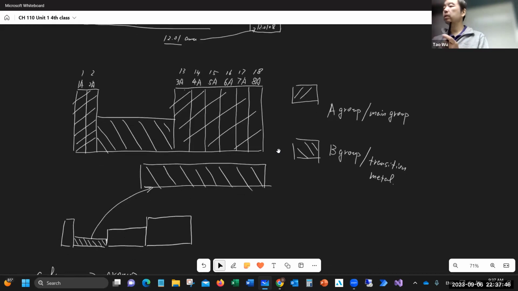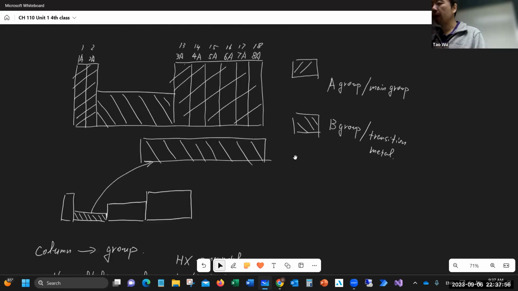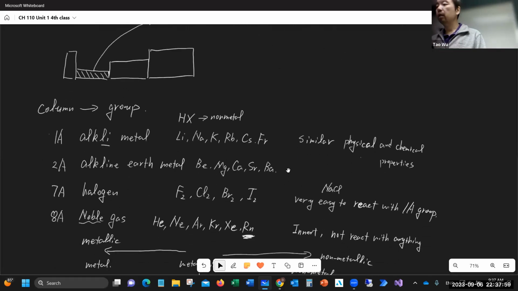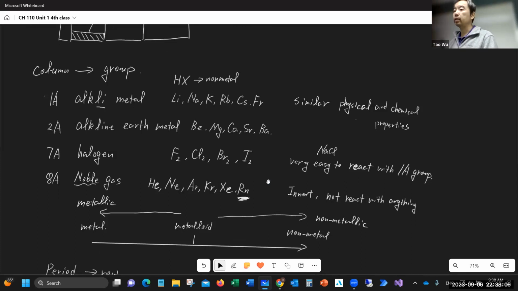And we also talked about the periodic table. In the periodic table, we have the A groups, also called the main group. We also have the B groups, also called the transition metals. Mostly we only focus on the main group, or A group. The 1A group is called the alkali metals, 2A is called the alkaline earth metals, 7A is the halogens, and 8A is the noble gases. The reason we group those elements is because they have similar chemical and physical properties.